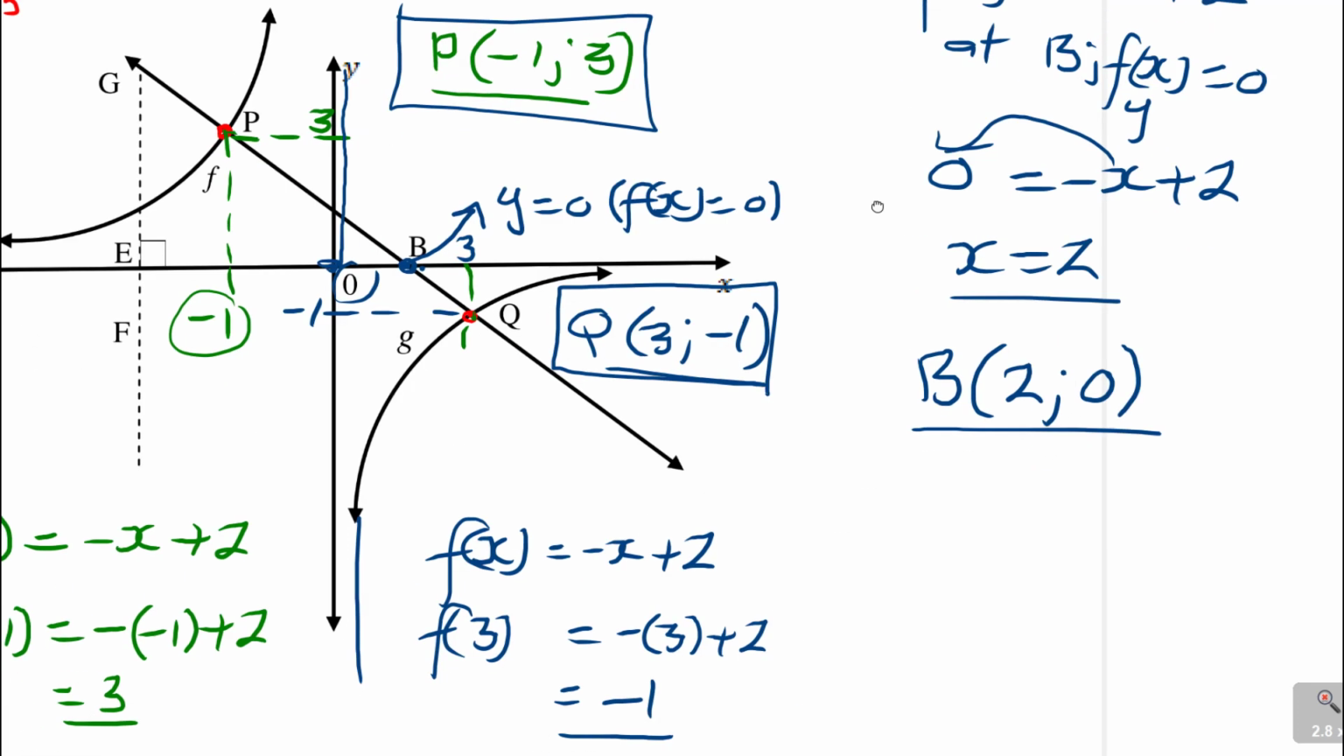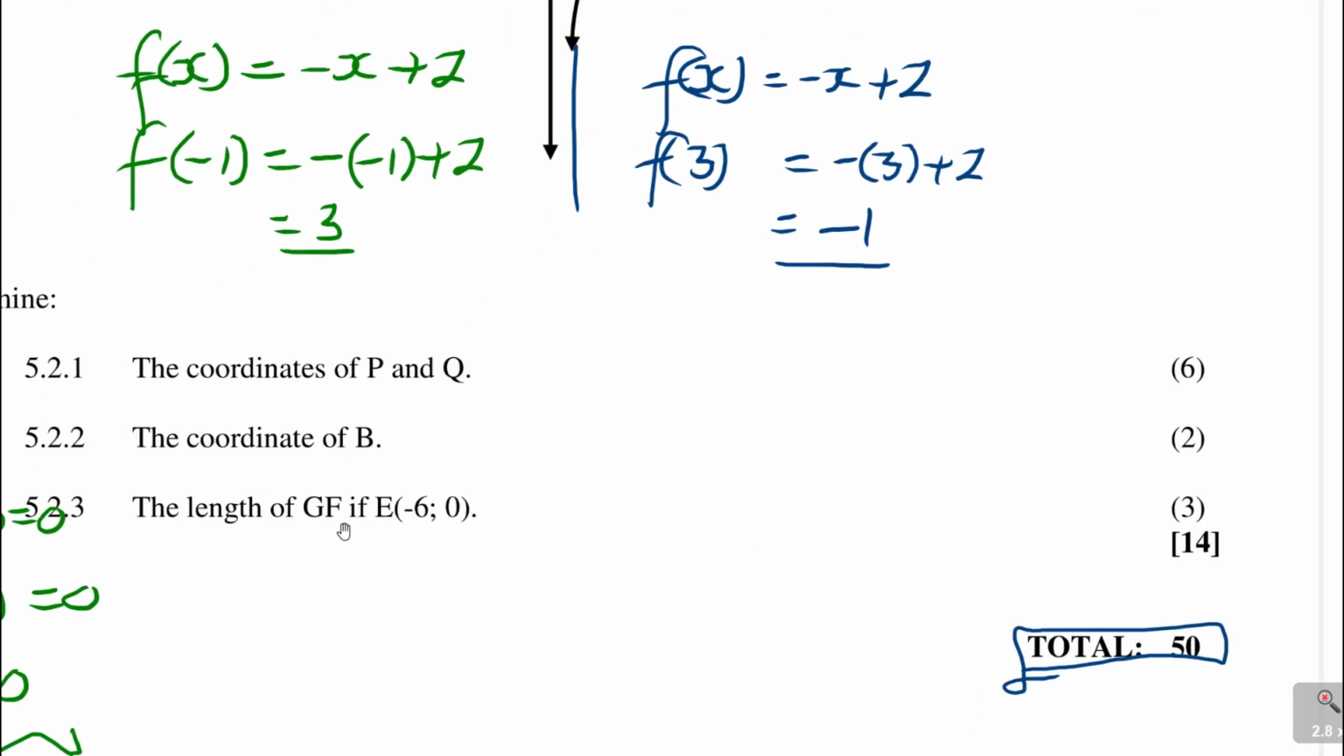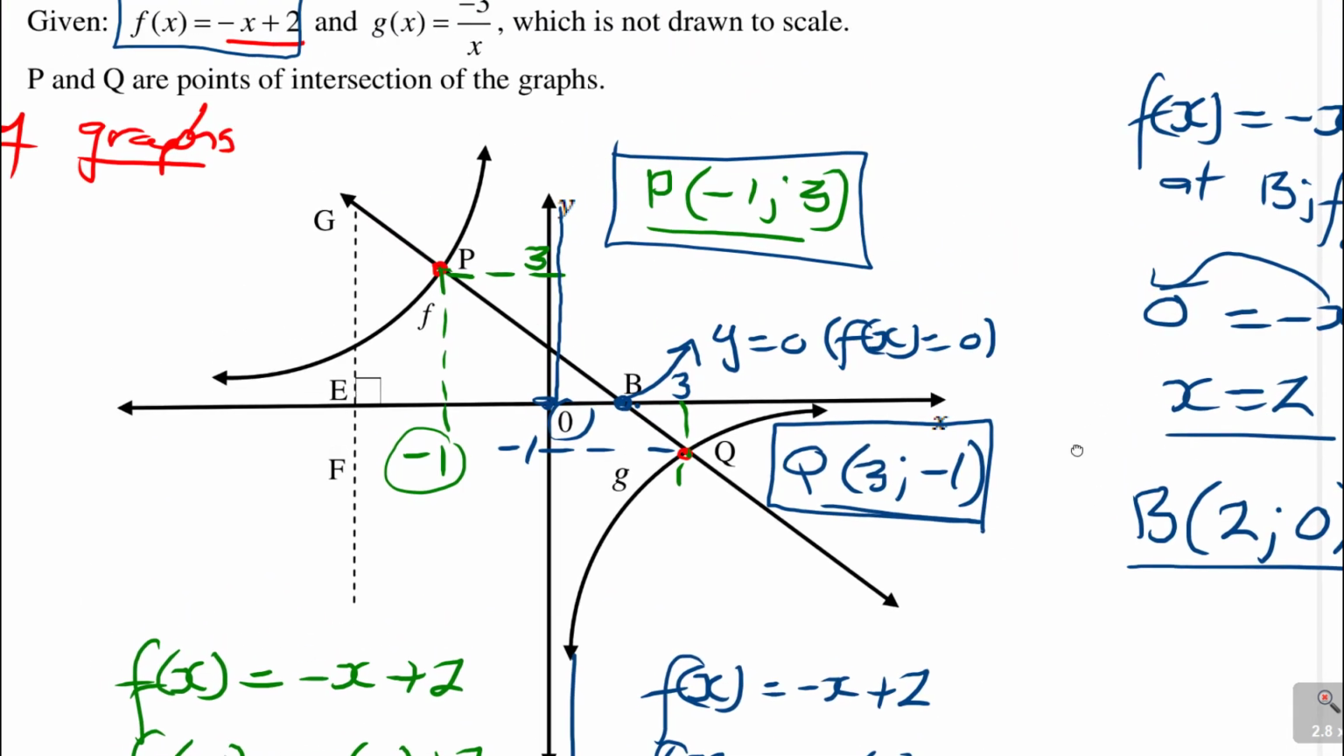Then the last one, the length of GF if E is minus 6, 0. So let's look at this. GF.